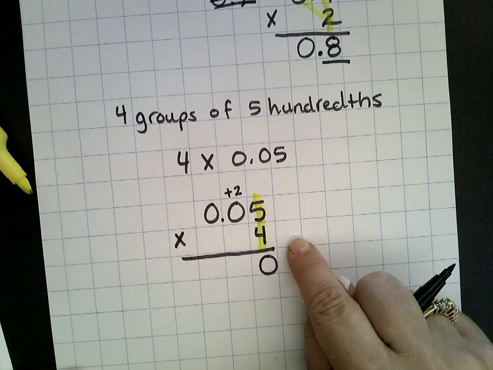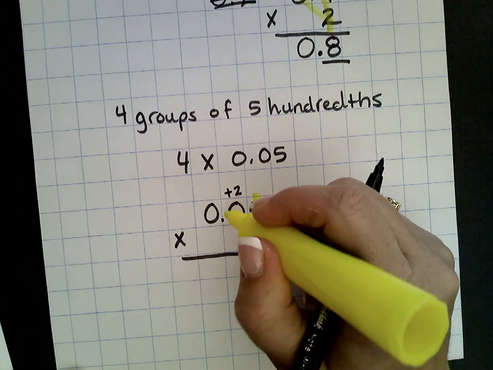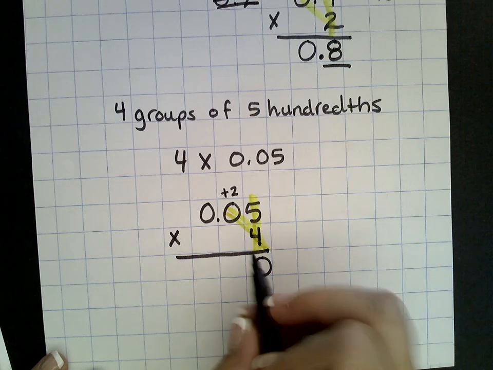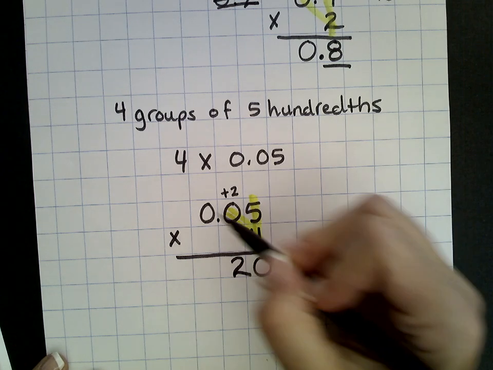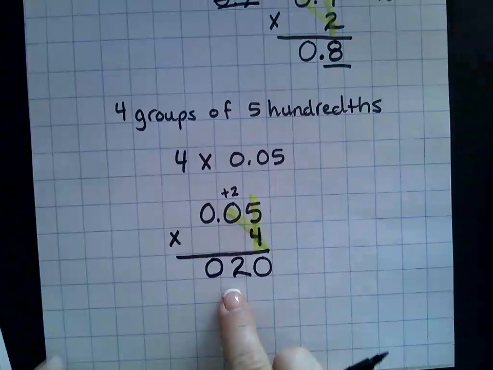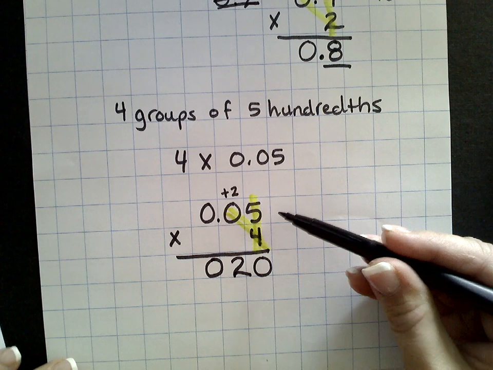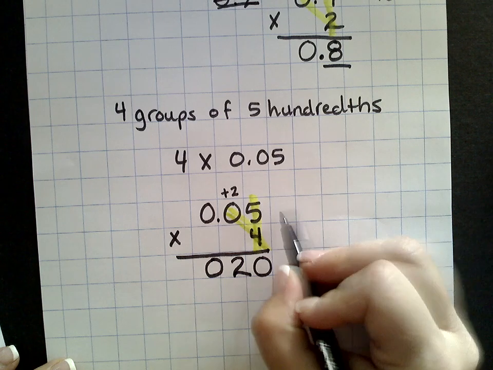So 0 times 4 is 0, because I'm doing this one now. And then I need to add on that 2. 0 plus 2 is 2. 0 times 4 is 0. So right now, that's what my number looks like. So now I got to figure out my decimal places. Let's look at the first factor. I have a 10th place and a 100th place.